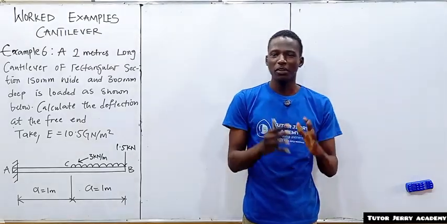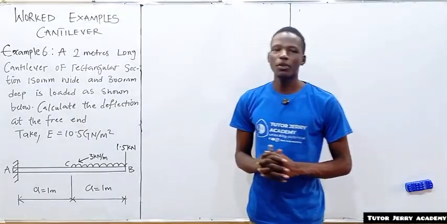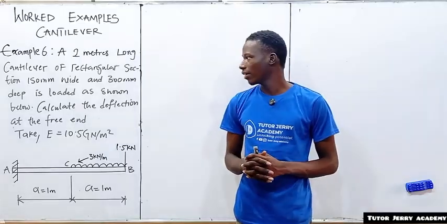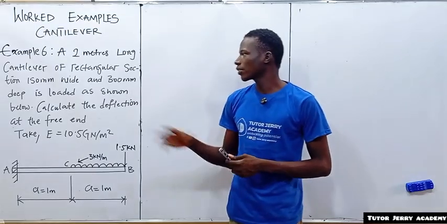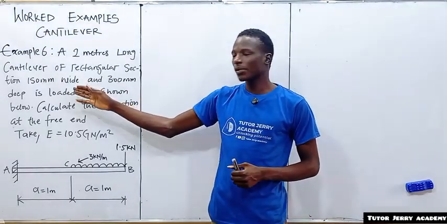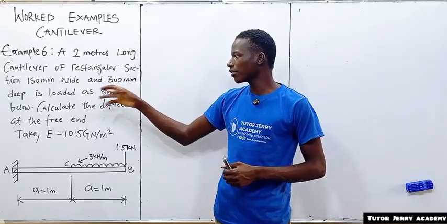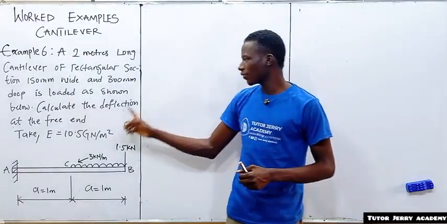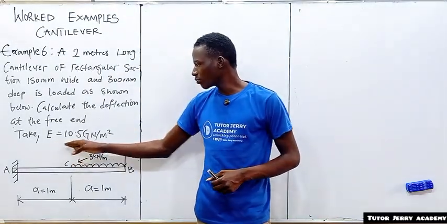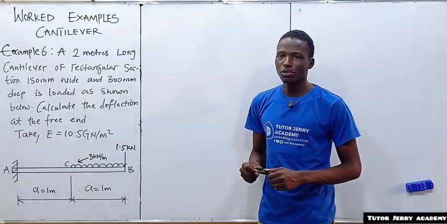Hello and welcome. We are on example number 6 on cantilever. The question on the board says a 2-meter long cantilever of rectangular section 150 millimeter wide and 300 millimeter deep is loaded as shown below. We are asked to calculate the deflection at the free end. We're given E to be equal to 10.5 giganewton per meter square.